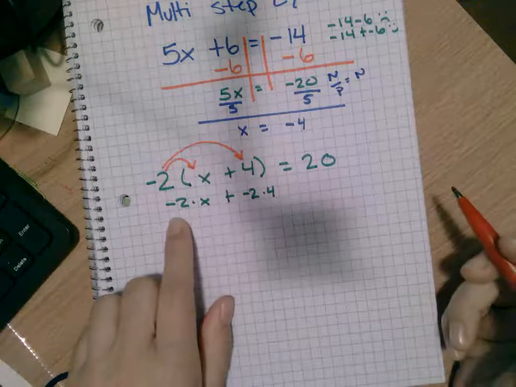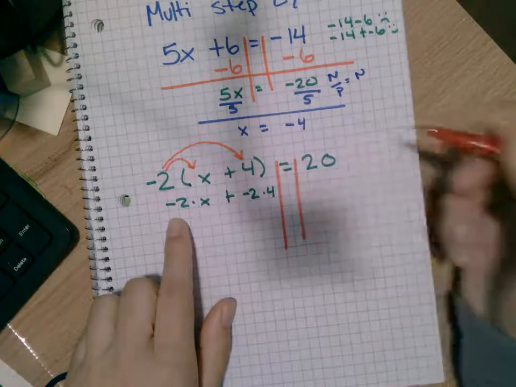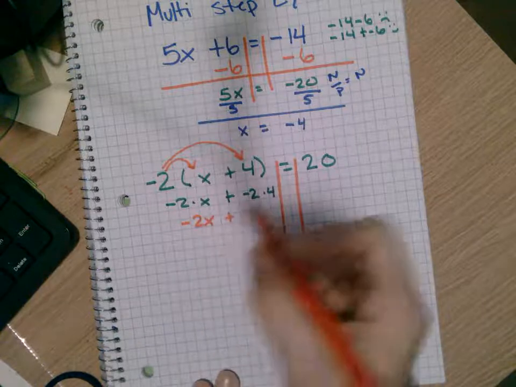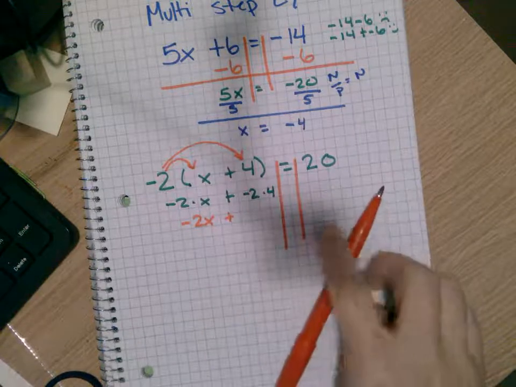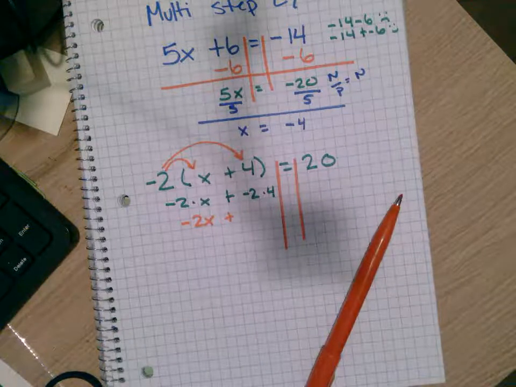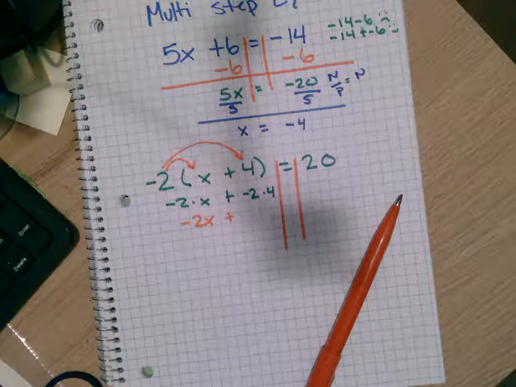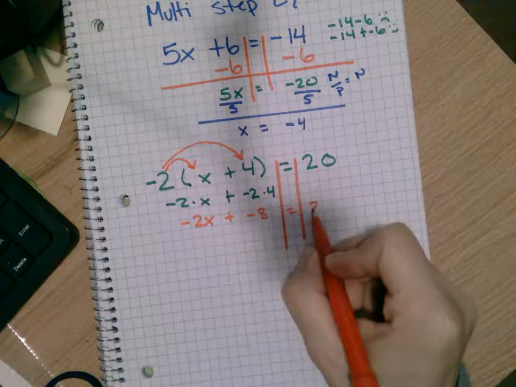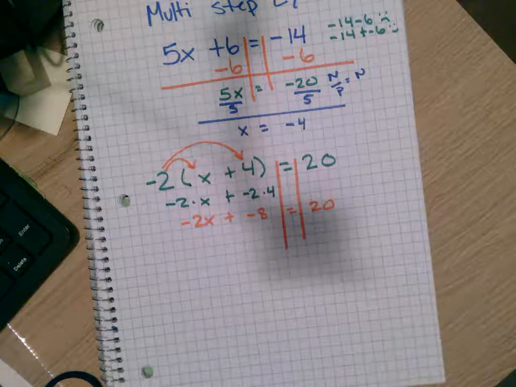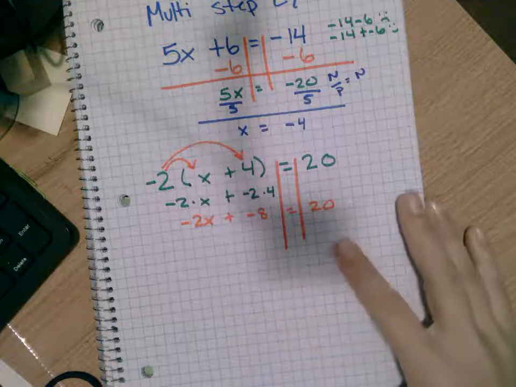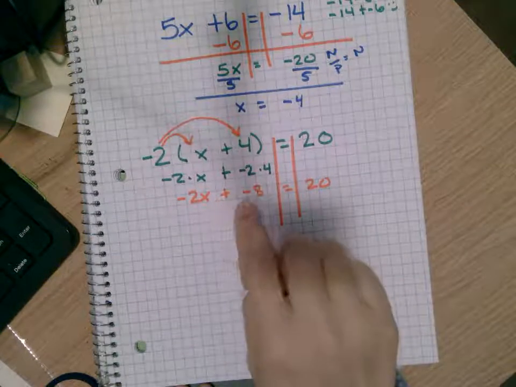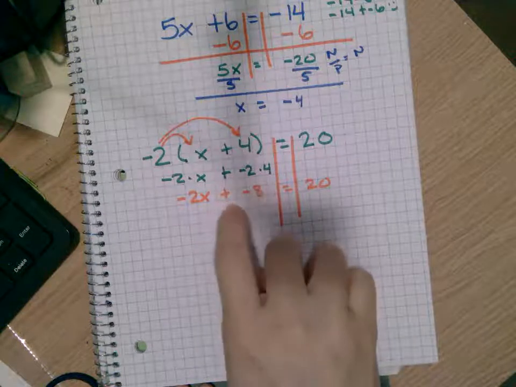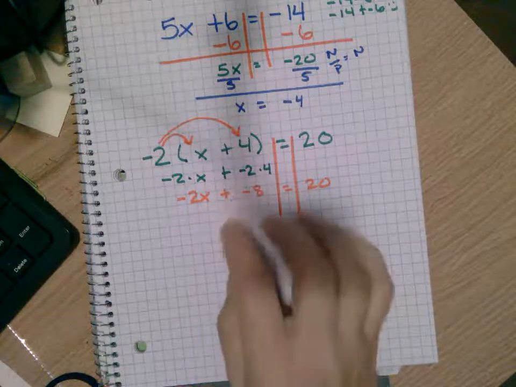So -2 times x is -2x plus -2 times 4. What's -2 times 4? -8 is equal to 20, right? Okay, we're good. We're good there. Everybody's good? Okay, now this part right here. This is where I'm just going to do my head. I'm good. I'm cool. No, you're not. Focus. Okay.